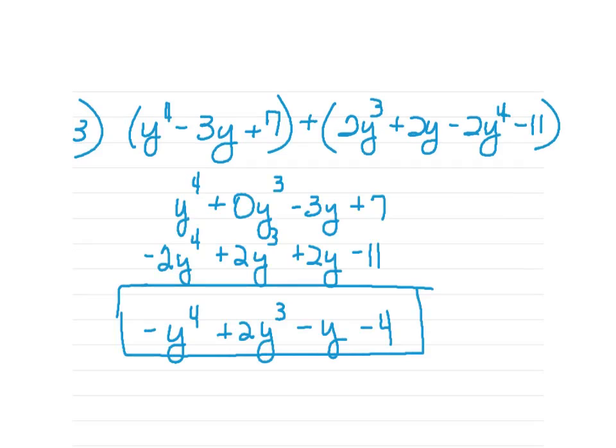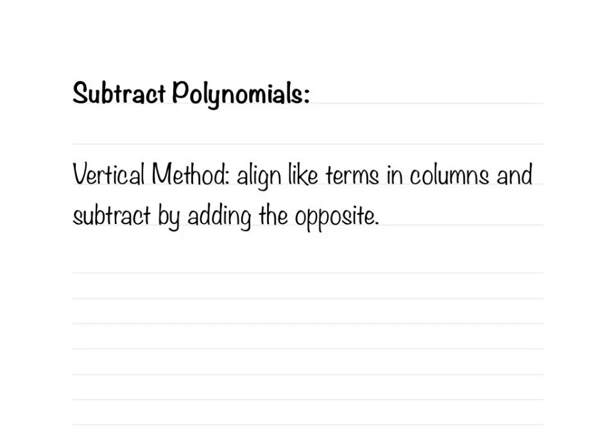Please check your answer. Let's move on to subtracting polynomials now. For subtracting polynomials, we will also employ the vertical method, where we will align like terms in columns, and we will subtract by adding the opposite.